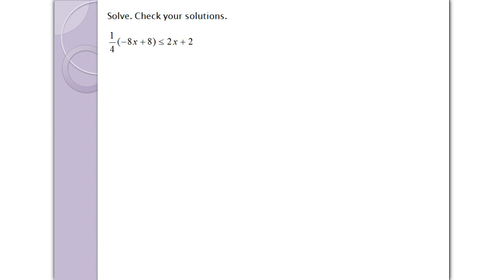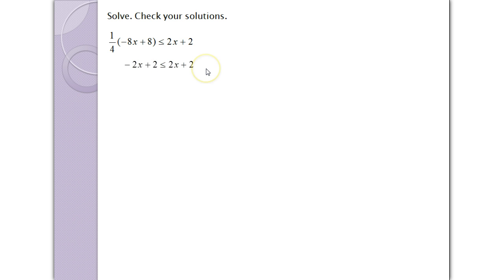Let's try another one. Solve and check your solution. So I have 1/4 times (-8x plus 8) is less than or equal to 2x plus 2. So I'm going to start by distributing. I see parentheses, so I'm going to distribute. 1/4 times -8x is -2x. 1/4 times a positive 8 is just a positive 2. Okay?